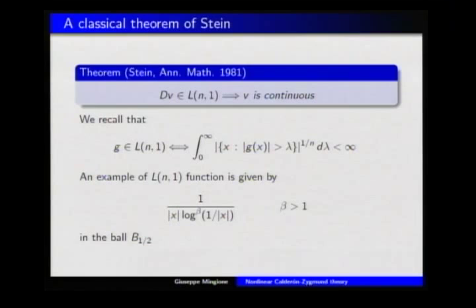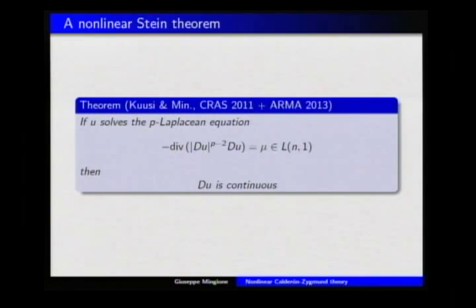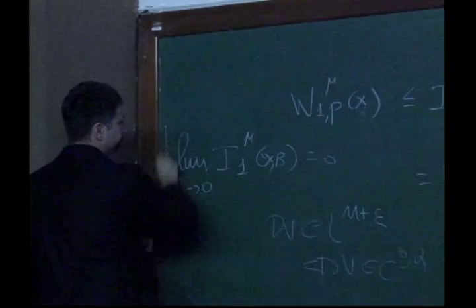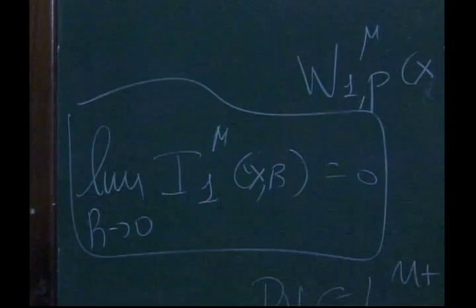Corollary: the same holds for the p-Laplacian. If the right-hand side belongs to L^{n,1}, then the gradient is continuous, no matter the nonlinearity of the problem. Proof: if the right-hand side belongs to L^{n,1}, then it is almost immediate to prove that the Riesz potential goes to zero uniformly with respect to x. And therefore, you can use the previous result. This is the effect of the Lorentz space. So you have a nonlinear Stein's theorem.